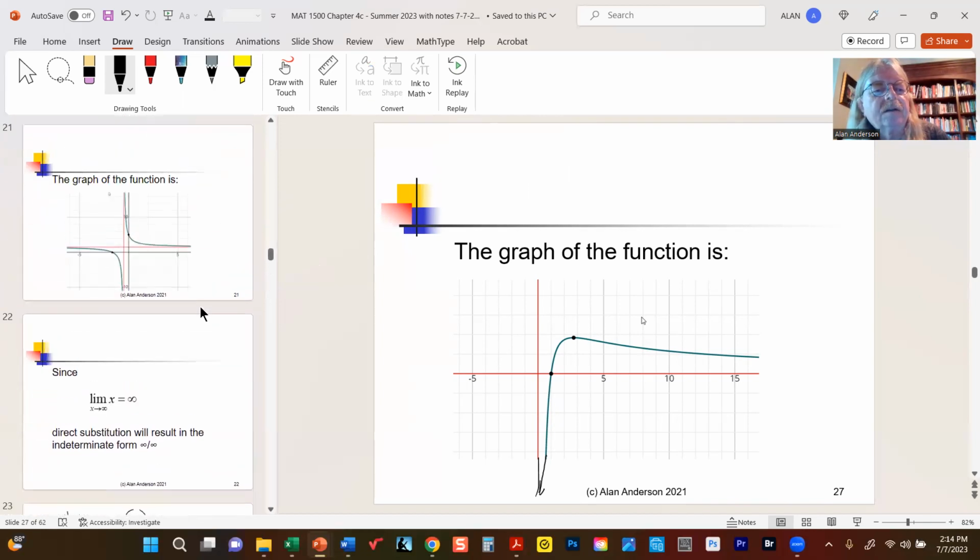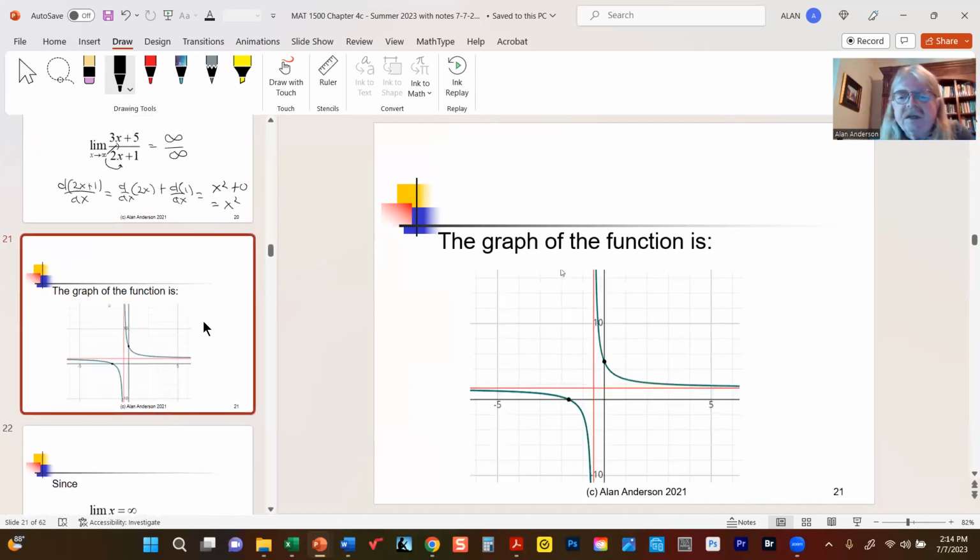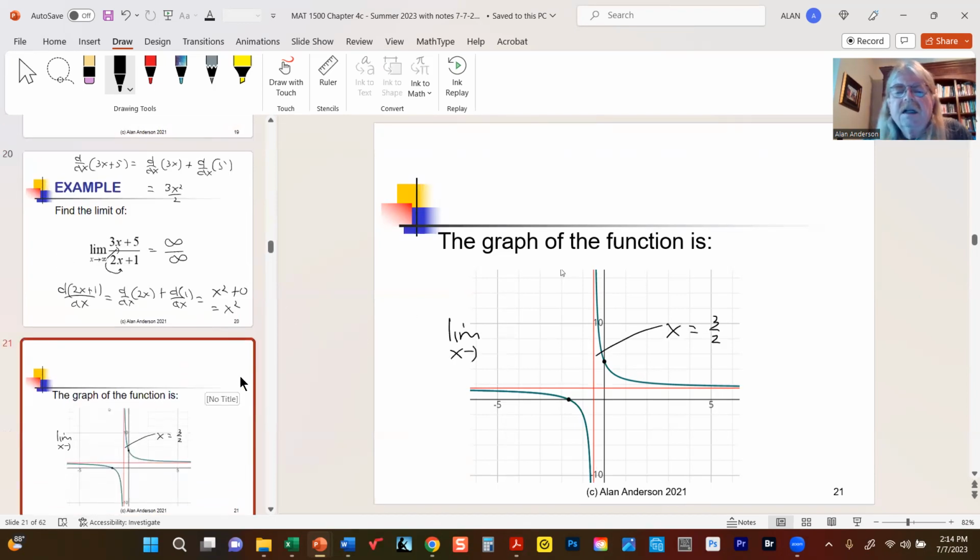Okay, and then up here, it was 3 halves. So in other words, as you approach from the left, even though the function has a discontinuity here, the limit as x approaches from either side is going to be 3 halves.